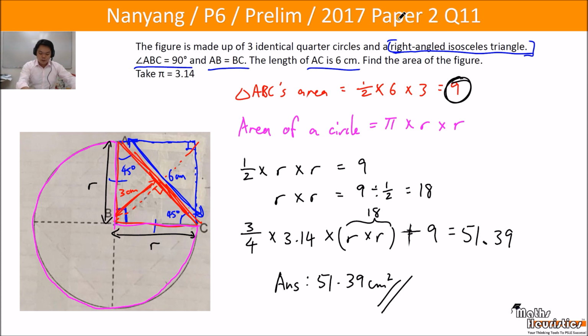Now, why do I do it this way? Because there is no way you can find a rational value of r at the primary level. You can use irrational numbers if you know how to deal with them, but I don't recommend it because it's not in the syllabus.